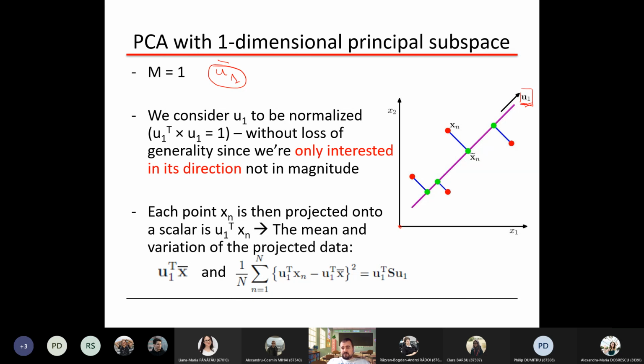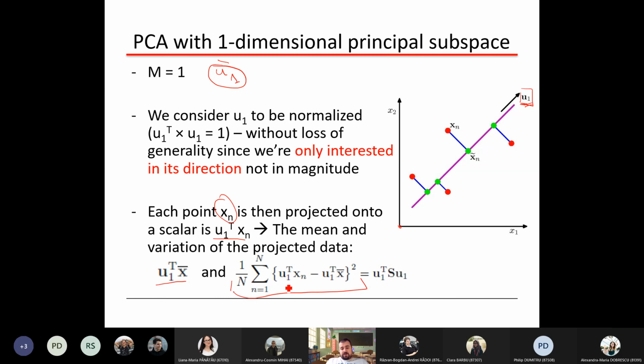And now, to find out this information, what we need to do is first to project the data that we have onto the U1 basis vector, and in this case, each point xn will be projected onto the scalar U1 transpose multiplied by xn. And if we do that, then the mean of the data and the variance of the projected data will transform using this formula for the mean and this formula for the covariance.